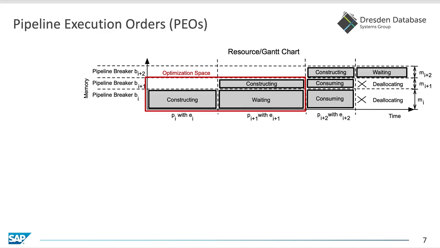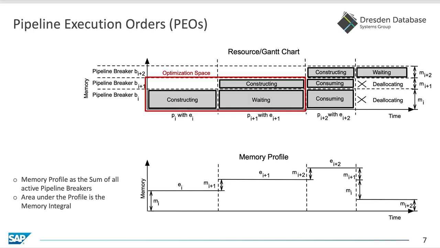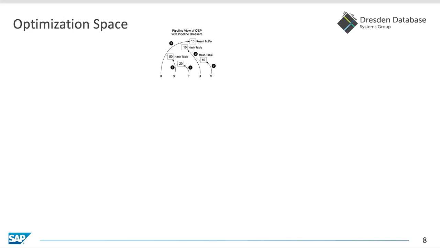This is our optimization space. However, we need to go into search to actually find the best possible pipeline execution with regards to memory integral. The memory profile itself is the sum again of all active pipeline breakers, represented by the gray area here, and the area under the profile is the memory integral, which is also shown here.